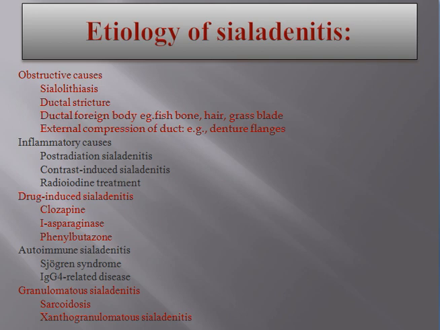Other etiological factors of sialadenitis: obstructive causes, sialolithiasis, ductal stricture, ductal foreign body, for example, fish bone, hair, glass bead can get inside the duct, and of course will cause different types of obstructive sialadenitis. And external compression of the duct, for example, denture flanges.